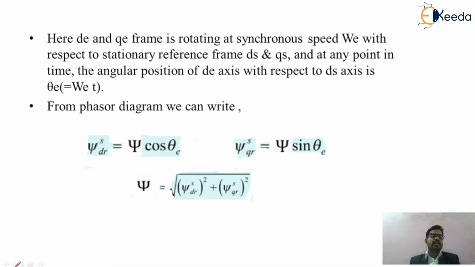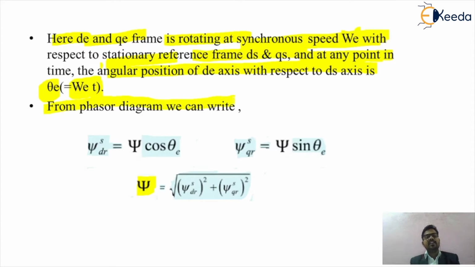Similarly, now we can get the value of your direct axis field component, which gives the value of your psi. We are converting the de frame with the help of the synchronous speed, which we call omega e, with respect to the stationary frame. That is called the inverse transformation, and we get this value with respect to t. That means we get the angular position theta e, which is nothing but the synchronous speed with respect to time. So we are converting this frame into a time invariant system.